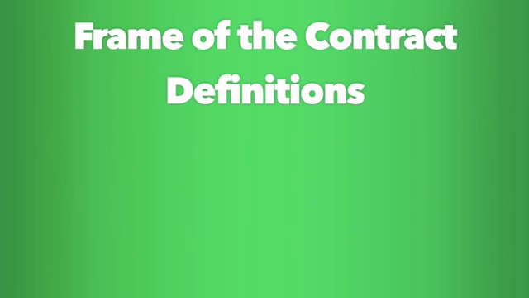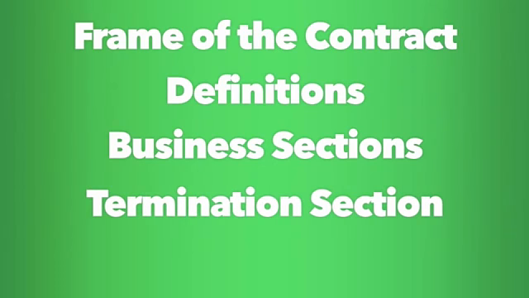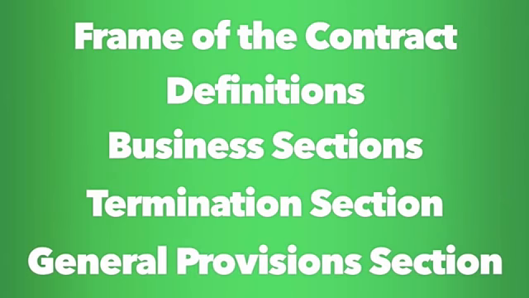They are the frame of the contract, which is the formal language at the beginning and signatures at the end. A definitions section, which are the definitions used in the contract. The business sections, which set out the parties' rights and responsibilities. The termination section, which deals with the end of the parties' relationship. The general provisions section, sometimes called the boilerplate, which contains statements of policy that govern the contract.